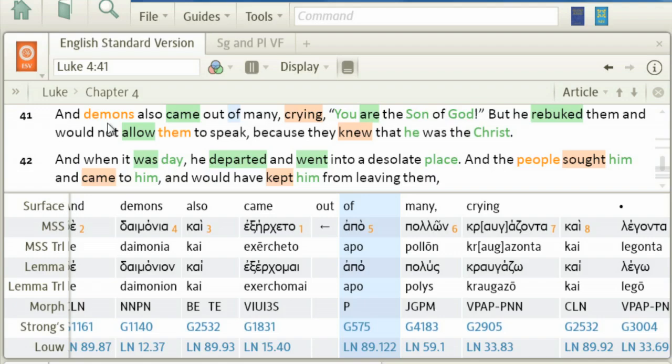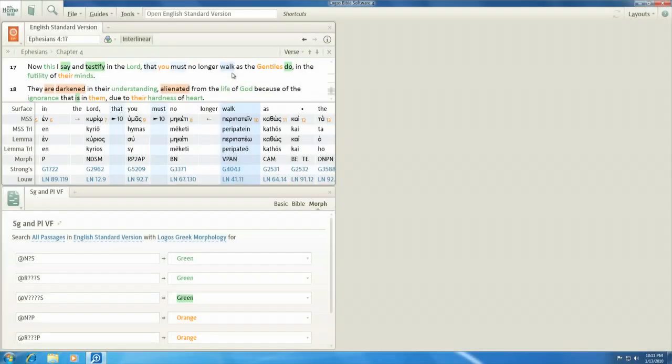So visually you can see that this word here, demons, which is translated from the Greek daimonia, is grammatically neuter, and the word here, came, is singular in grammatical number, which is translated from this Greek word exerkata. So if we apply this information back to this occurrence here in this verse, we can see that the demons came out collectively.